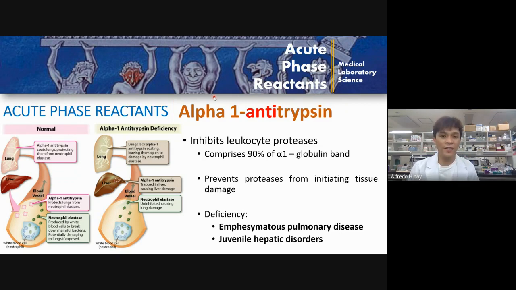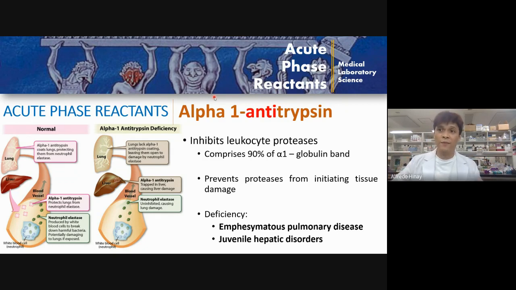So it inhibits your leukocyte proteases, and comprises 90% of your alpha-1 globulin band and prevents proteases from initiating tissue damage. This is the main problem of your immune system, because the immune cells usually overreact. If you recruit your immune cells, specifically your leukocytes, they will also produce proteases, and these proteases will also try to destroy your tissue.